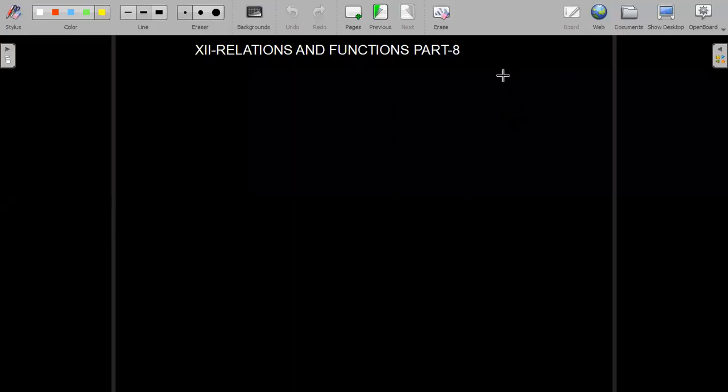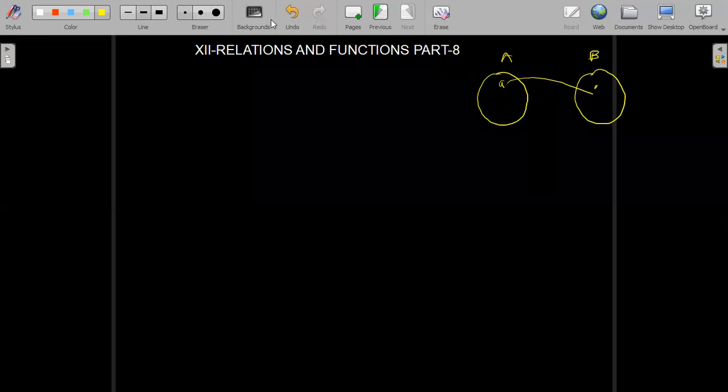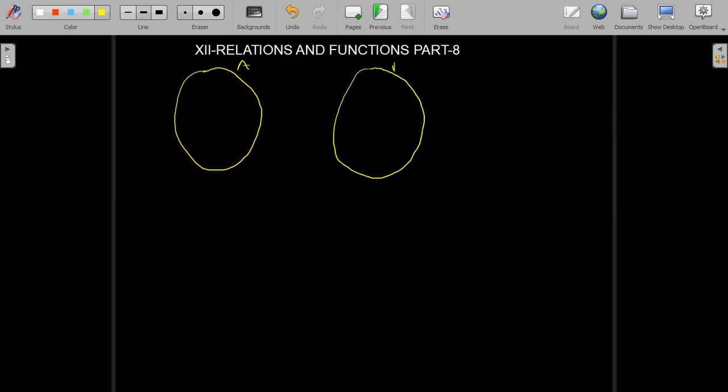What we have seen is that, suppose this is a set A and this is set B, and let's take suppose A has an element, and this is set C.